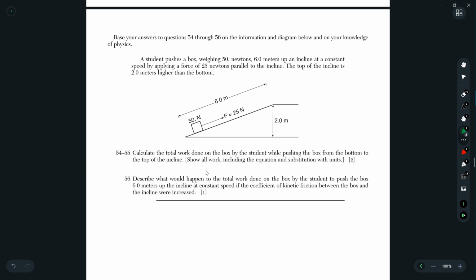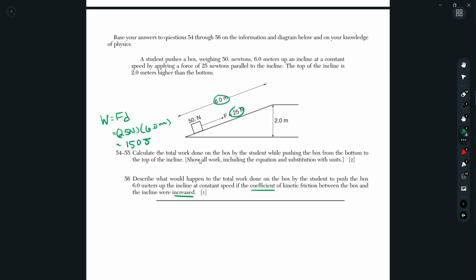54-55 is a show all work. So, pushing the box, right? I have a force and I have a distance. So work is force times distance. It's 25 newtons times 6 meters, which is 150 joules. I'm pretty sure. Is that how math works? 3 times 50? Yeah.